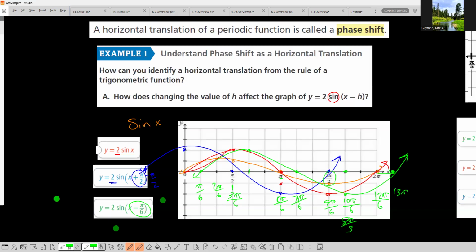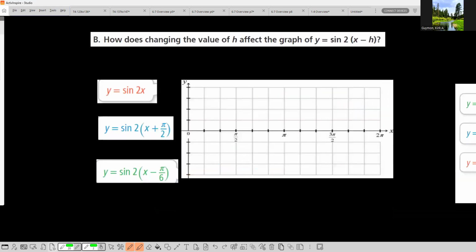This would be 13 pi over 6 when you got out here. So that's moving left and right and adding an amplitude. And then the next one is the number in front, this is called the frequency. It's how many cycles there are in our normal 2 pi period.